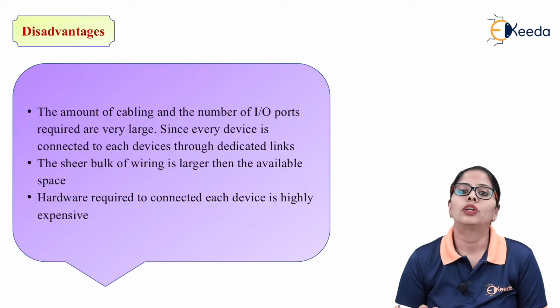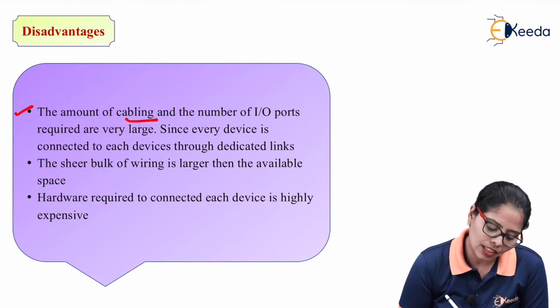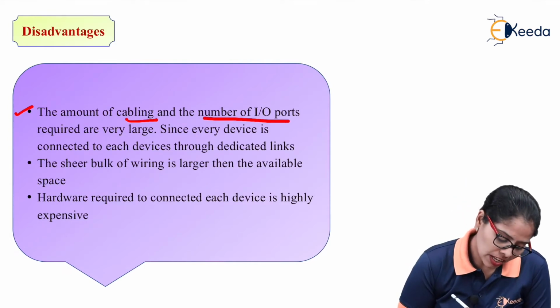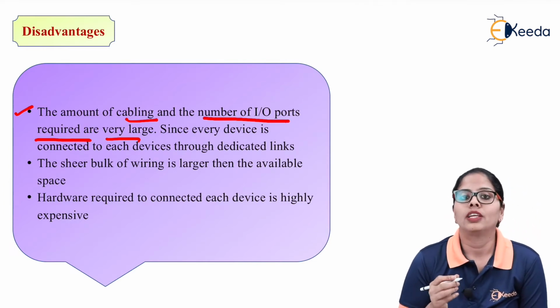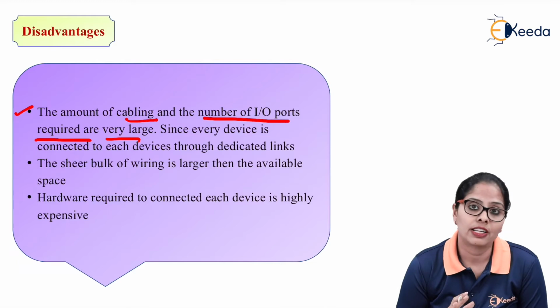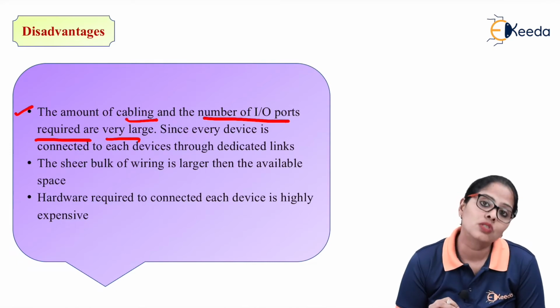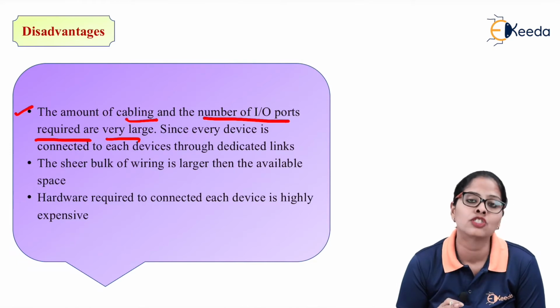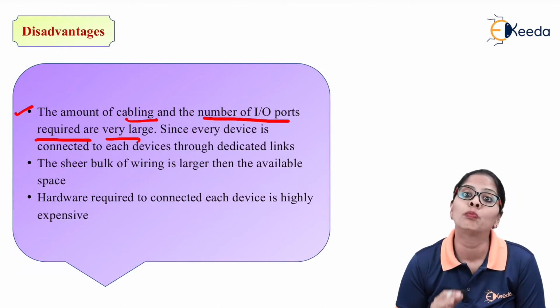Now let us discuss what the disadvantages are. The amount of cabling and the number of input and output ports required are very large. For example, in the previous case, we considered only four devices. For connecting the four devices, how many links did you need? You need 6 links. Now imagine there are thousands of PCs, then how many links do you need? How many dedicated cables are needed? That many, and n minus 1 input and output ports are needed.